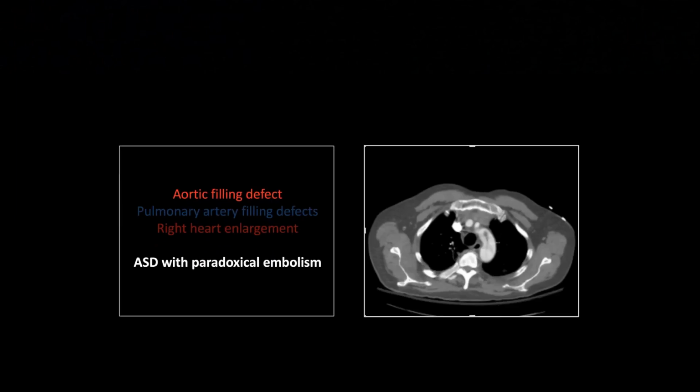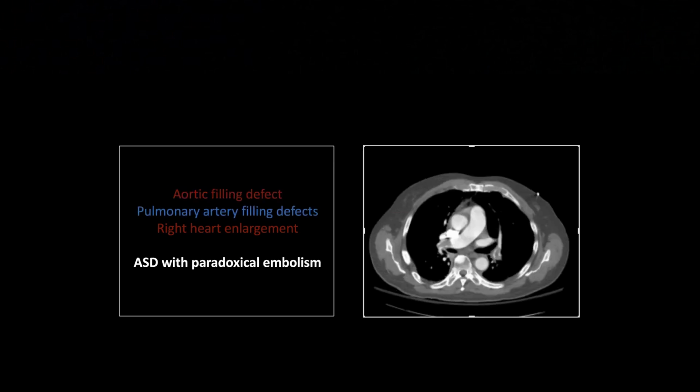Couple of paradoxical embolism cases. It looks like a stick man sitting in the aortic arch there, doesn't it? I was going to name it for that. That actually is extending up into the left subclavian as well. And you can see filling defects in the pulmonary arteries.